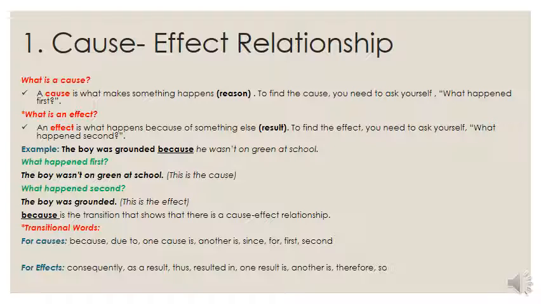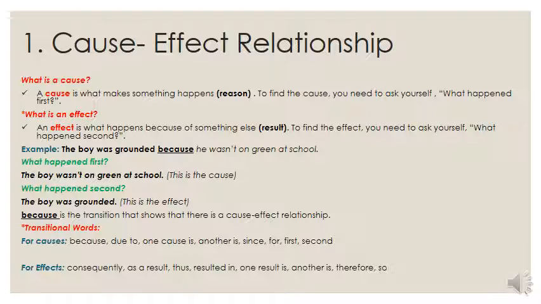So you ask yourself, what happened first? What happened first is that the boy wasn't on green at school. So this is the cause. What is the effect? What happened because of this thing? He was grounded. So if I said the boy failed the exam because he didn't study well, what happened first? What happened first is that he didn't study well. So the result was that he failed.